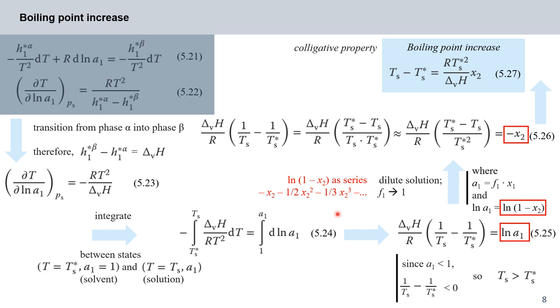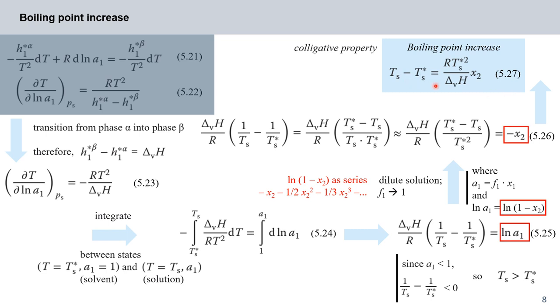And we can break this series off pretty much after the first member. Remember, we're dealing with a dilute solution, so x2 is very, very small. So now we can simply substitute this in, and we get our expression 5.26. And we solve for the boiling point increase, and we get our expression 5.27.